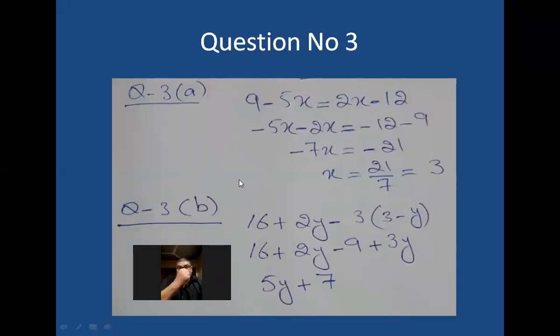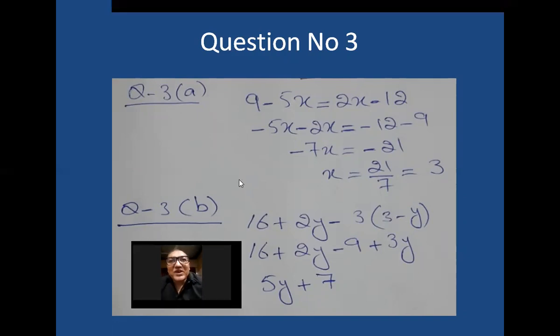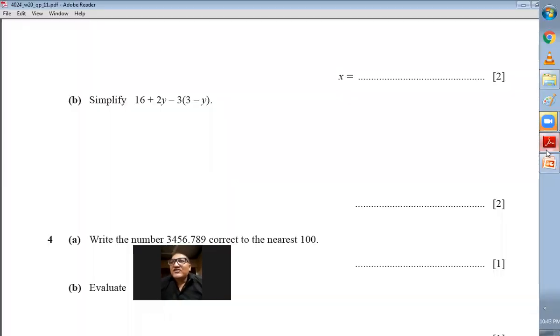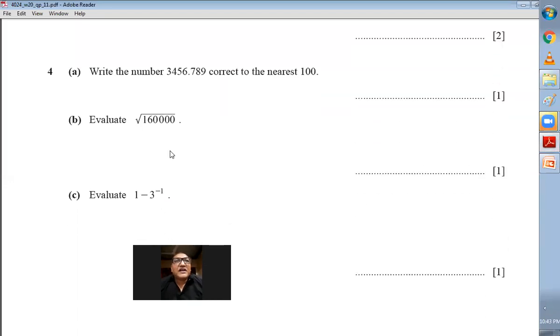So the question was 16 plus 2y minus 3(3 minus y). When this minus 3 multiplies with that bracket, you will have minus 9 plus 3y. And the 2y and plus 3y will become 5y, and 16 minus 9 will give you plus 7. So your final answer will be 5y plus 7. I hope that you have understood. Okay, so let's move to the next part.